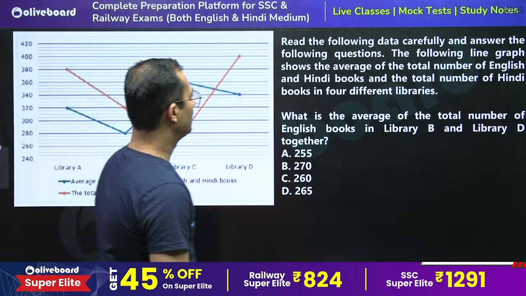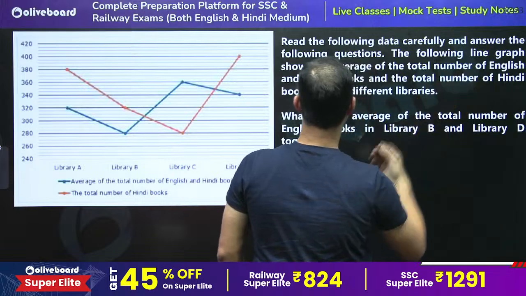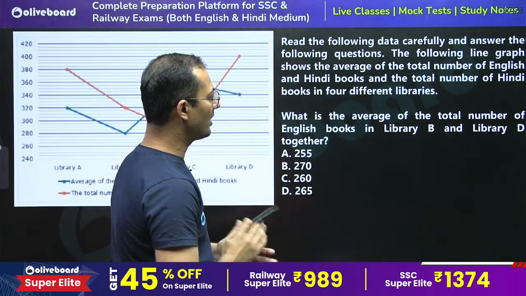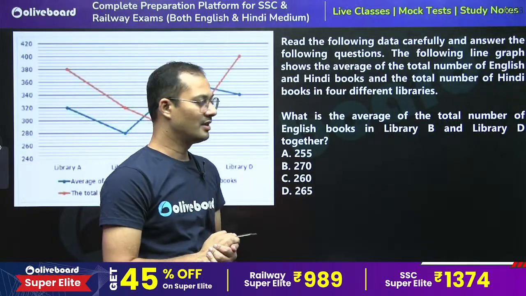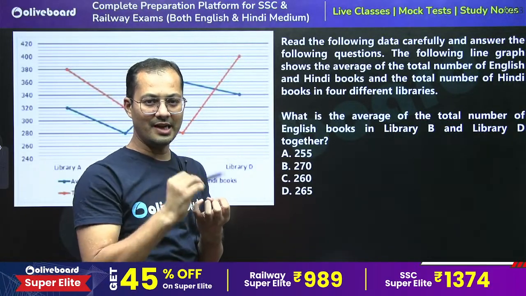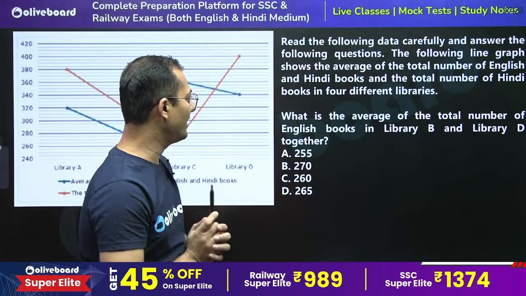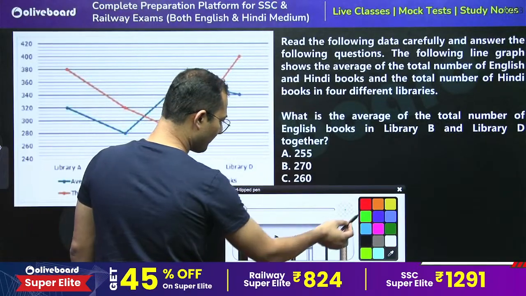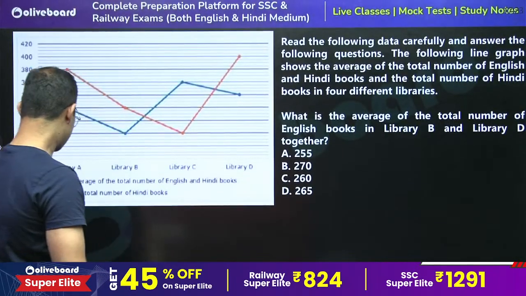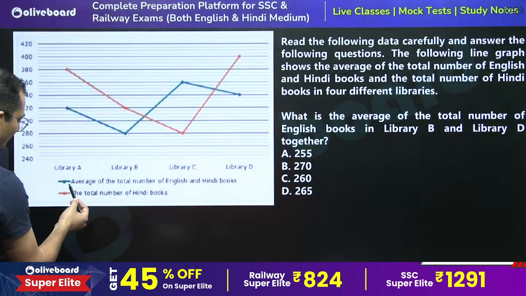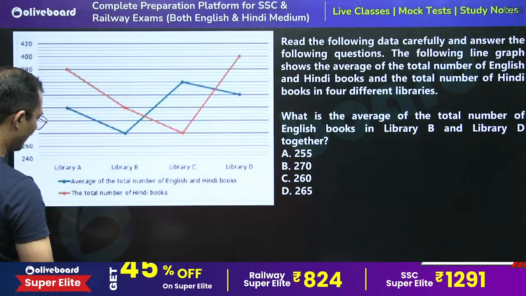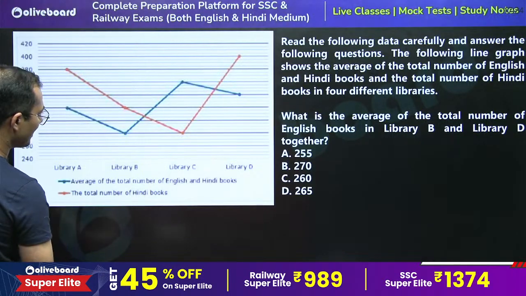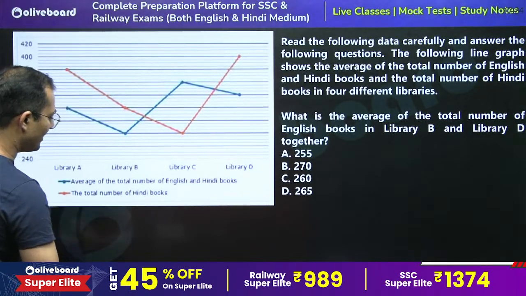See, read the following data carefully and answer the following question. The following line graph shows the average of the total number of English and Hindi books, and the total number of Hindi books in 4 different libraries. First of all, we have to understand the data. The blue line is providing the average of the total number of English and Hindi books, and the saffron or yellowish colored line is providing the total number of Hindi books.